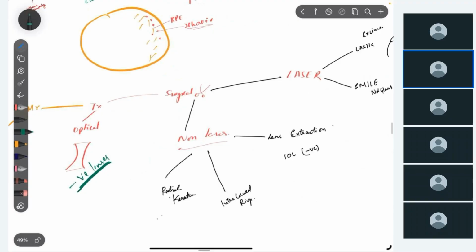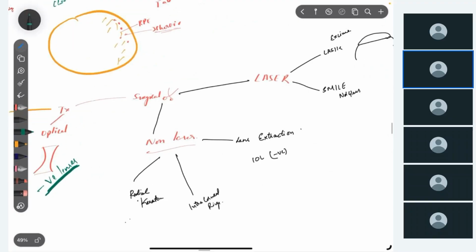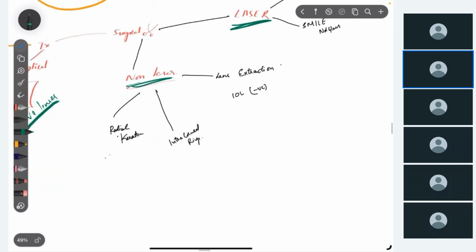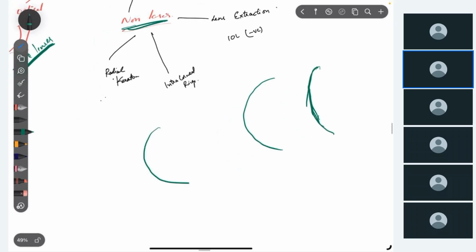And then you have surgical correction. In surgical correction, you can use laser or you can use other non-laser modalities. Now, I said that if you increase the curvature of the cornea or the lens, you increase the power of the lens. What can you do? If you flatten the cornea, if you decrease the curvature of the cornea, you can decrease the power of the lens. So previously what they used to do was, this was the cornea, right?